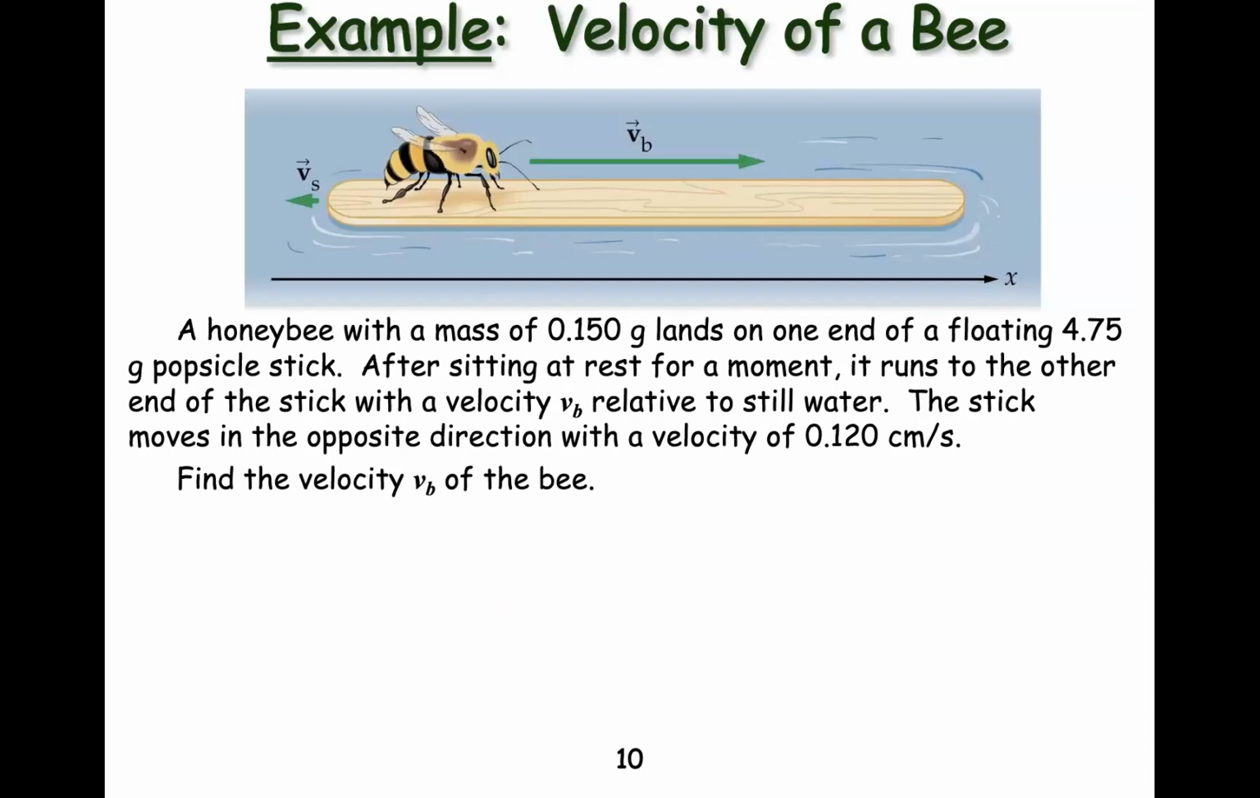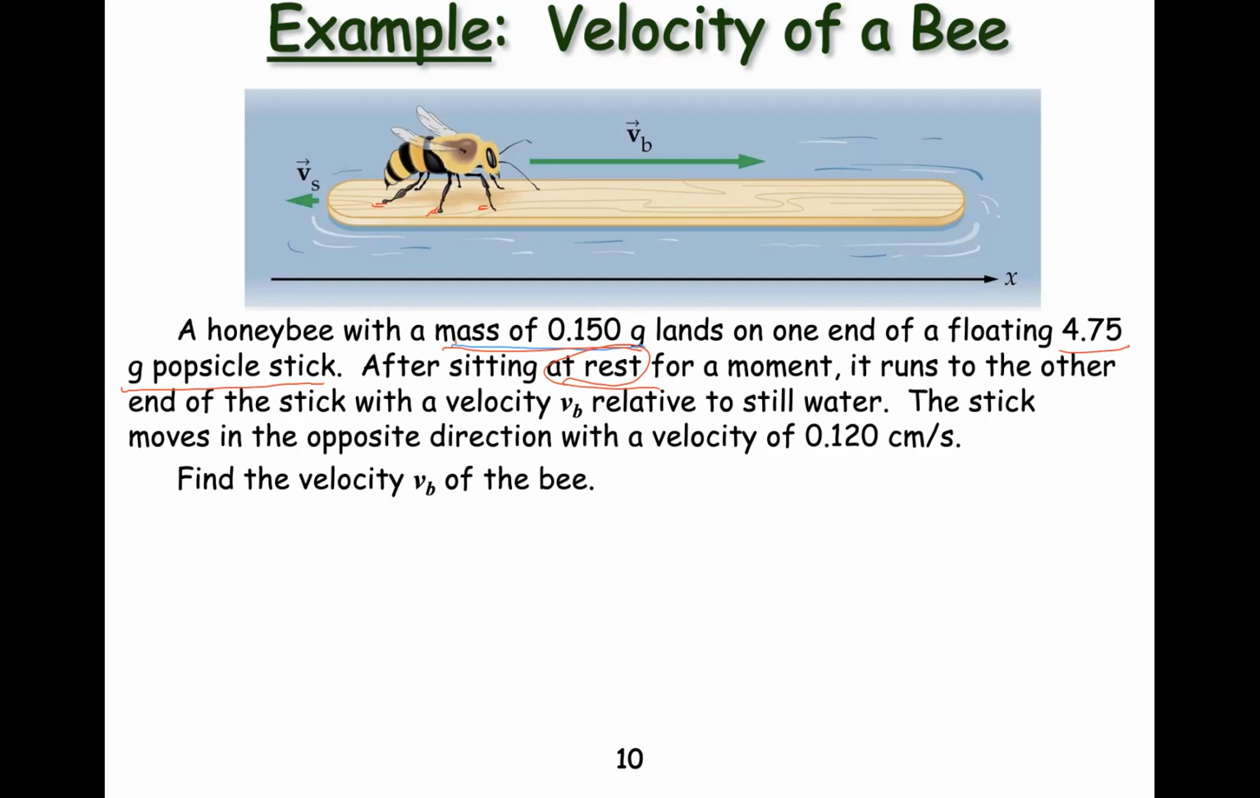Okay, now this one is similar in that initially everything starts at rest. We have a honeybee with a mass of 0.15 grams, and we have a popsicle stick with a mass of 4.75 grams, okay? And everything starts at rest. Then what happens is a little internal force arises between the honeybee and the popsicle stick, when the friction from the honeybee's legs goes into action. And what that does is it pushes the honeybee to the right, and it pushes the popsicle stick to the left at the same time.